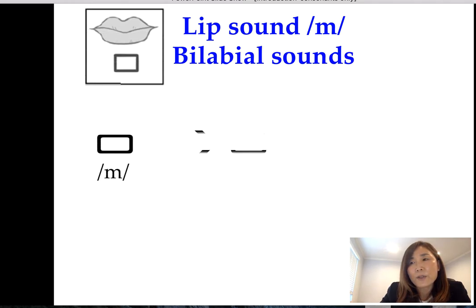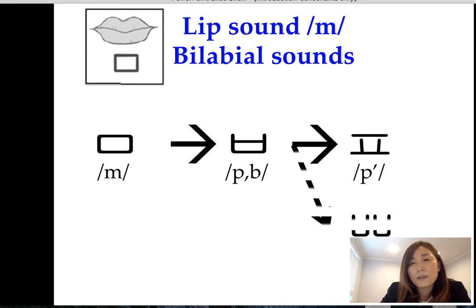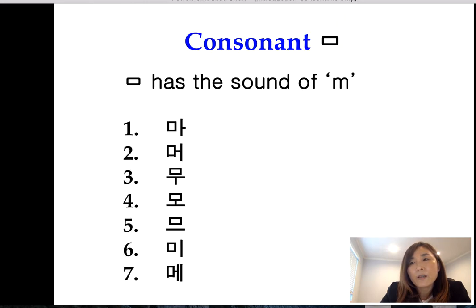These are bilabial sounds produced in the lip area: m, p, p, b. Consonant m has the sound of the English m. Please repeat after me. Number one, ma. Number two, ma. Number three, mu. Number four, mo. Number five, mu. Number six, mi. Number seven, me.